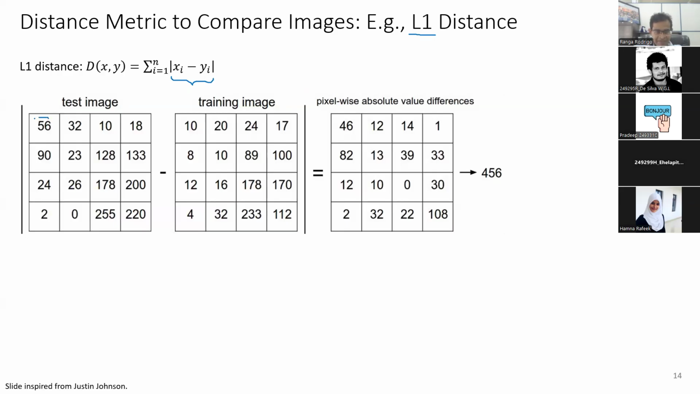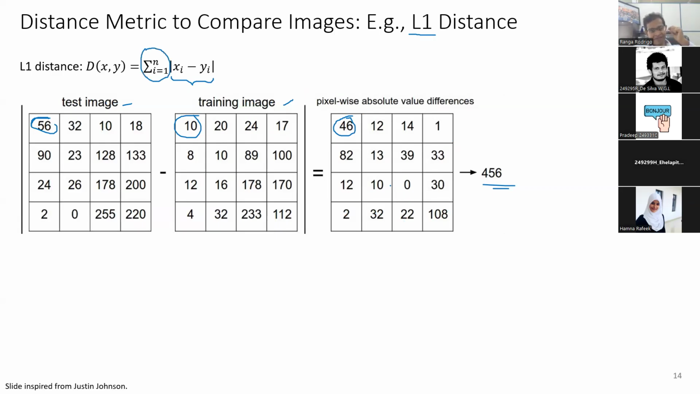So you can see 56. Now consider this as a test image. Consider this as a training image. So 56 minus 10 is 46, and so on, right? We subtract corresponding pixels. Then we have this and we sum them. 456. See, there's the summation.